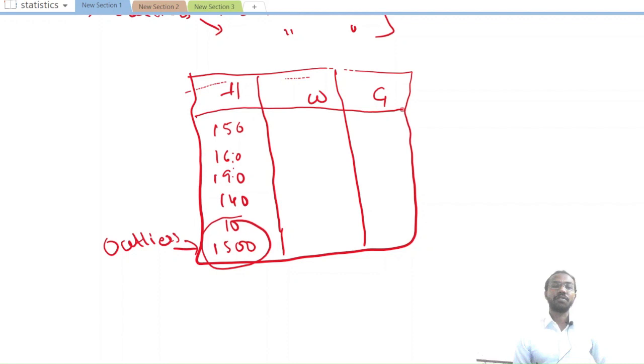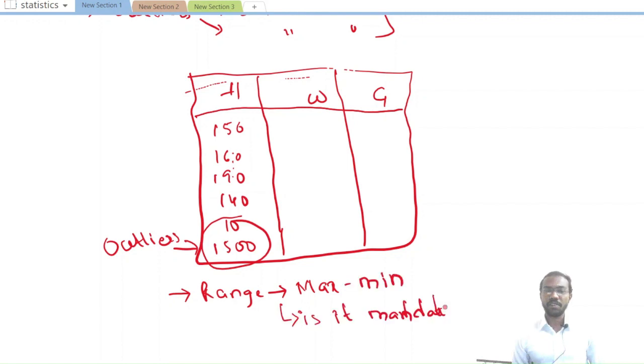So now tell me the range formula. While calculating the spread, we need a measure. Now we have a measure like range. For range, we have a formula: maximum minus minimum value. So before doing range, is it mandatory for sorting?